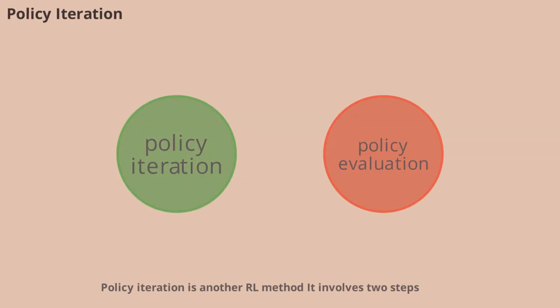Policy iteration is another RL method. It involves two steps: policy evaluation and policy improvement. The agent first evaluates its current policy by estimating value functions, then improves the policy by choosing better actions. This process repeats until the policy converges to the optimal one.